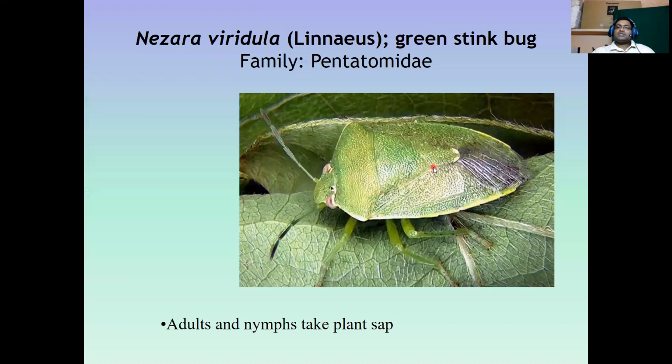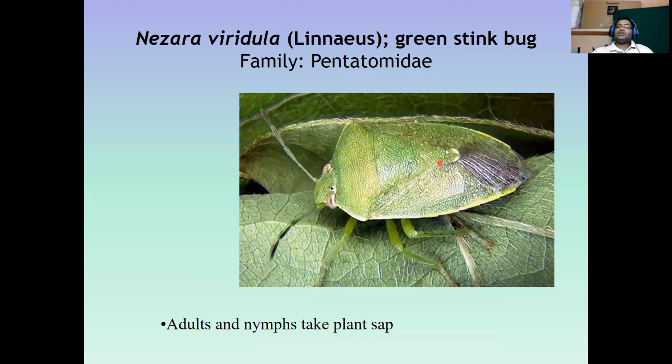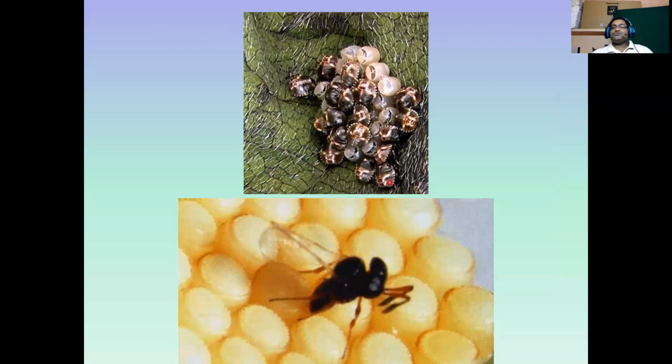Another pod bug group is there. We call it the green stink bug and brown stink bug, Nezara viridula. This is also attacking. They suck the sap from the stems and pods. Adults and nymphs are problematic. This attack is less, but you can easily manage it if you observe the egg masses.